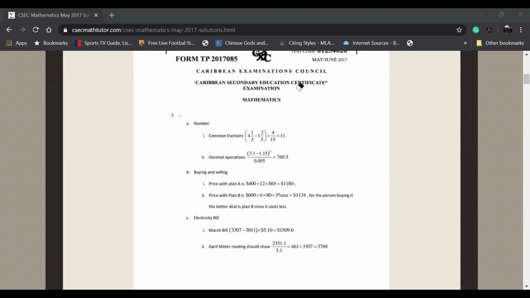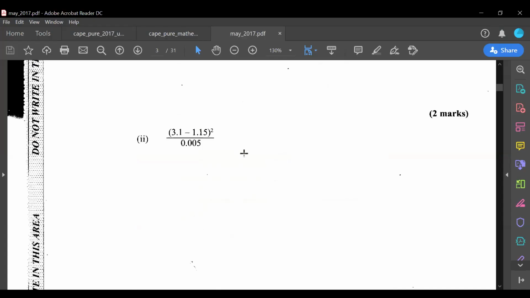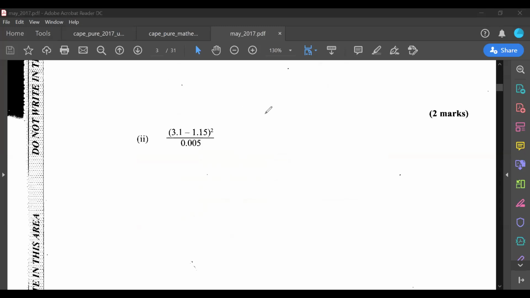So back to the question paper. This is a similar operation, BODMAS, you'd have to work out what's in the bracket first. So what's in the bracket is 3.1 minus 1.15, right? 3.1 minus 1.15. So you do a simple mathematical subtraction here.